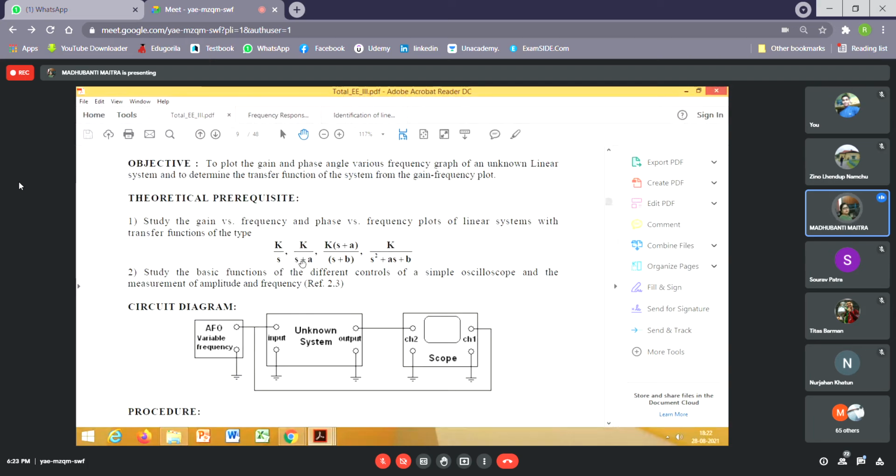k by s plus a. Next one is k into s plus a by s plus b. And the last one is k by s square plus as plus b.